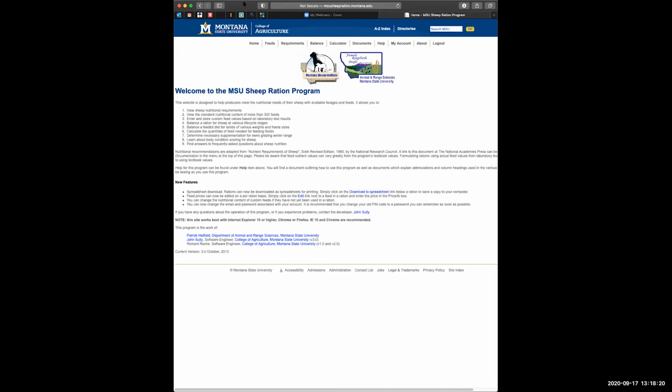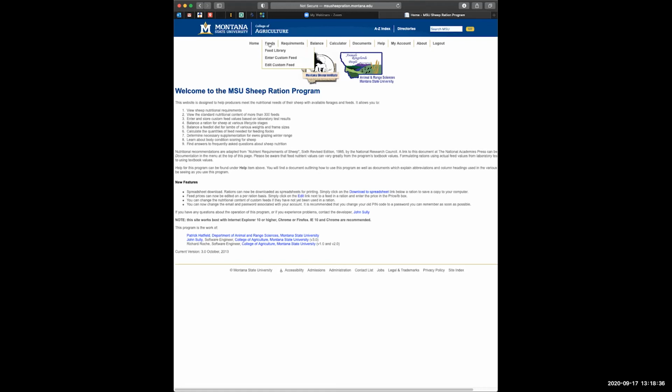Hopefully you guys can see my web browser here. So I have the Montana State University Sheep Ration Program pulled up here. There's a number of things that you can do, and I'm going to use the example that Rebecca gave us earlier.